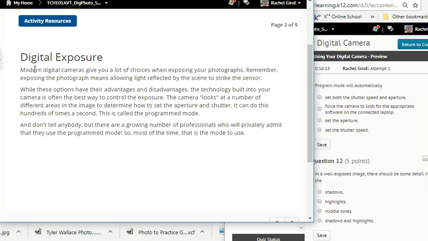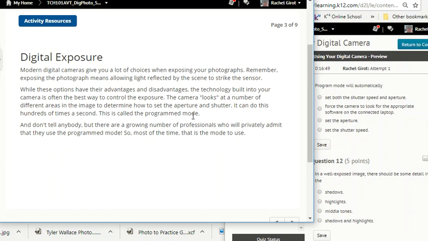Program mode. All right. Modern digital cameras give you a lot of choices when exposing your photographs. Remember, exposing the photograph means allowing light reflected by the scene to strike the sensor. While these options have their advantages and disadvantages, the technology built into your camera is often the best way to control the exposure. The camera looks at a number of different areas in the image to determine how to set the aperture and shutter. It can do this hundreds of times a second. This is called the programmed mode.